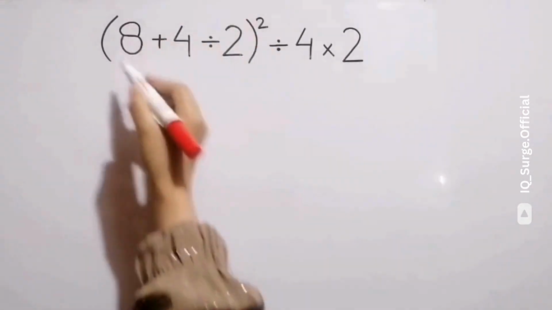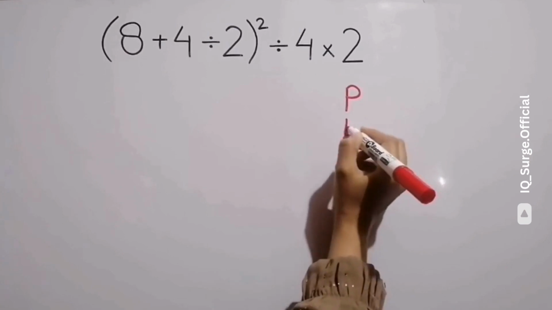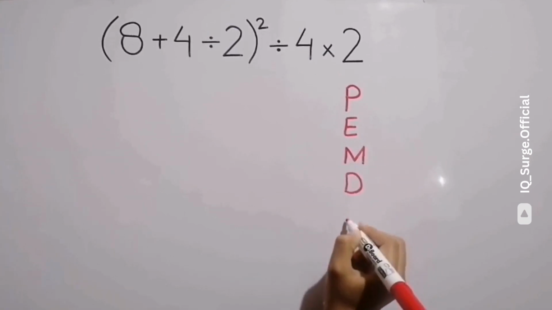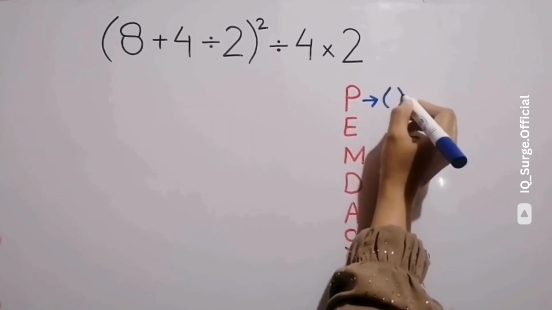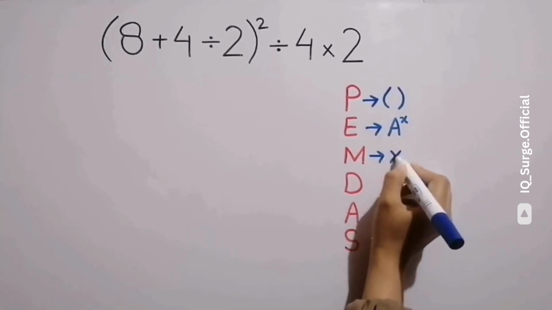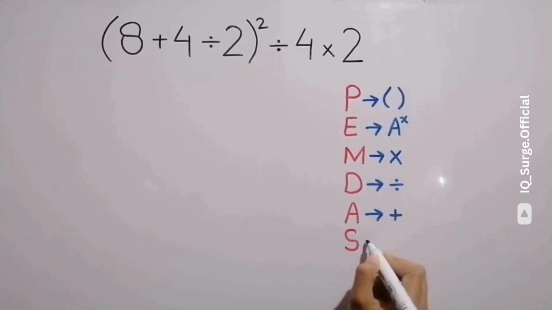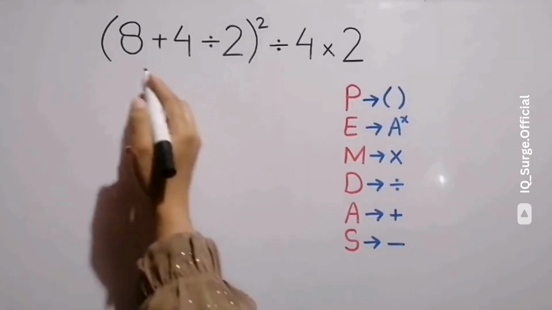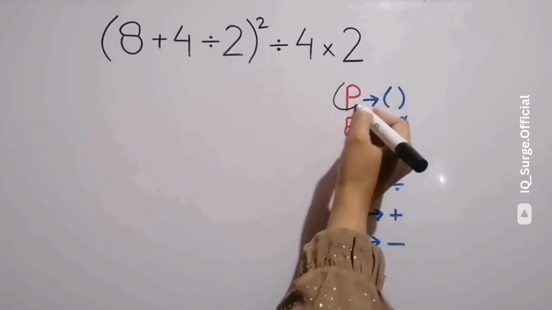To solve this question, we need to follow the order of operations, which is PEMDAS. PEMDAS shows the priority of mathematical operations. In this rule, P stands for parentheses, E stands for exponent, M stands for multiplication, D stands for division, A stands for addition, and S stands for subtraction. In this expression, according to the PEMDAS rule, first we simplify the parentheses.